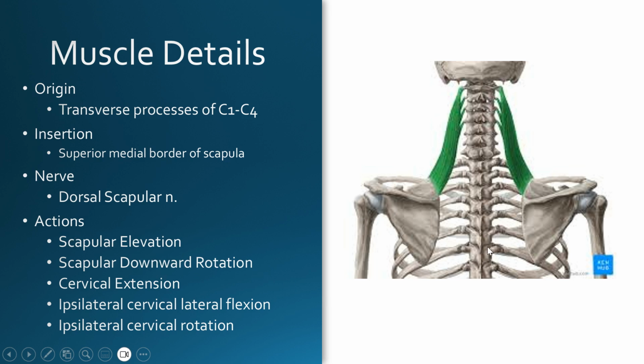So it does scapular elevation, scapular downward rotation, which we'll cover a little bit in the other program. And then when we look at the cervical spine of the neck, it's going to have multiple actions there as well. So it's going to do cervical extension and then ipsilateral cervical lateral flexion. So in other words, the levator scapula on the right side will laterally flex the neck to the right side. And then it also does ipsilateral cervical rotation. So the levator scapula on the right side will rotate the neck to the right.